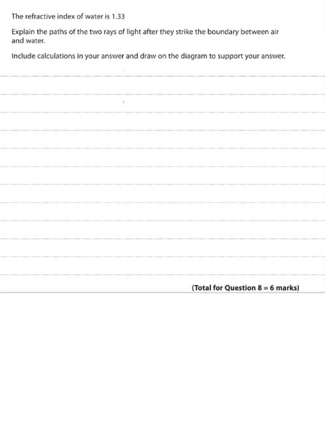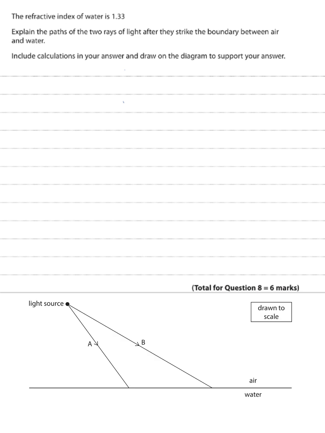Okay, so here we are asked to explain the paths of the two light rays shown in the diagram after they strike the boundary between air and water. This does ask you to include calculations and to draw on the diagram to support your answer. So potentially quite a tricky one to know what to do here. Explain the paths. Well, if you look at the diagram, we haven't got the paths.